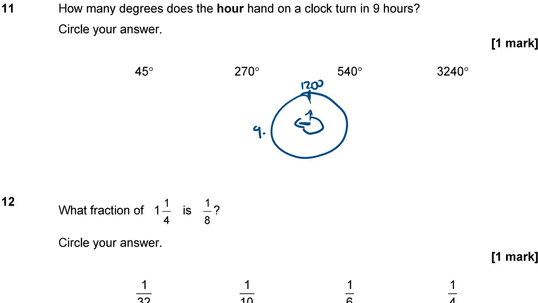Then it's gone that far, isn't it? 3/4 of a turn, or 3 lots of 90 degrees, which is 270 degrees. It's going to be that one there.